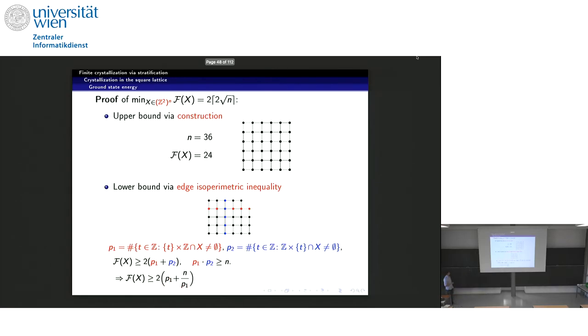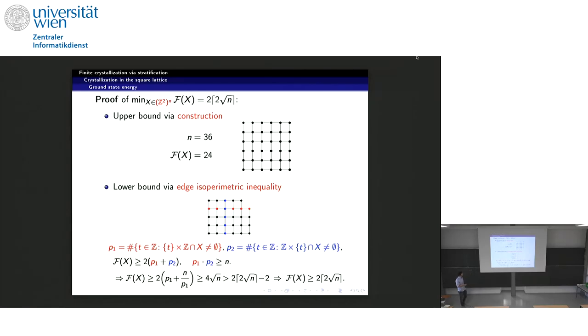And now I'm gluing these things together in order to get rid of P2, and I have a simple optimization problem in P1. This is bounded from below by 4 square root of n. I sneak in the ceiling function because I need it. This gives me a minus 2 here, but you observe that all the quantities here are even numbers. So the strict inequality tells you already that this inequality holds. Okay, I'm a little bit fast here because that's not the important point.